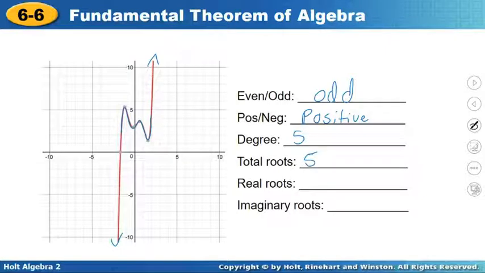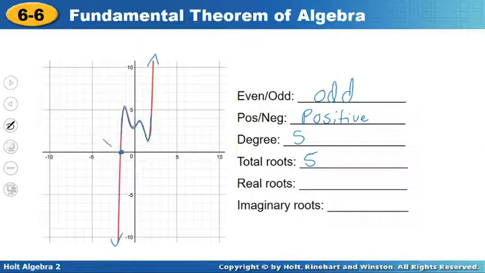So 5 roots. How many of these roots are real, how many are imaginary? Here's one very obvious real root because it crosses the x-axis once. It has that x-intercept and doesn't ever come back down again. So there's only one real root, which means the others are all imaginary. That must mean if there's 5 in total, 1 is real, then the other 4 are imaginary.